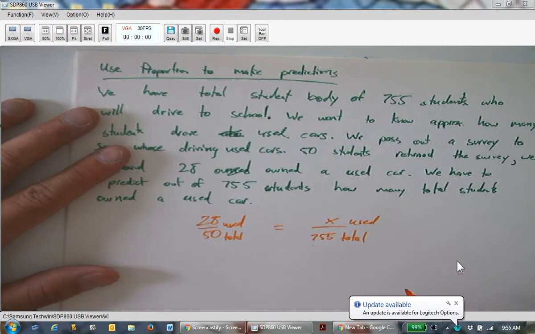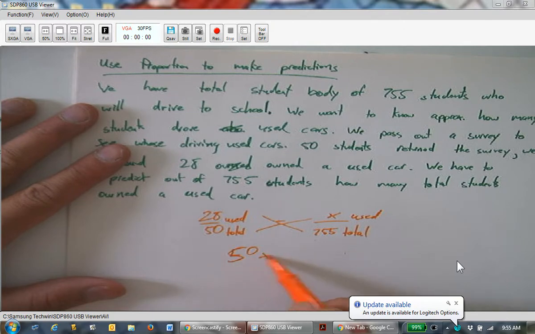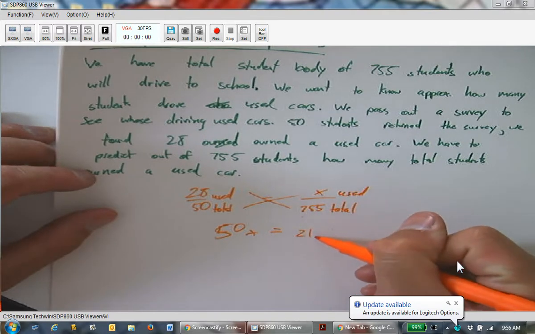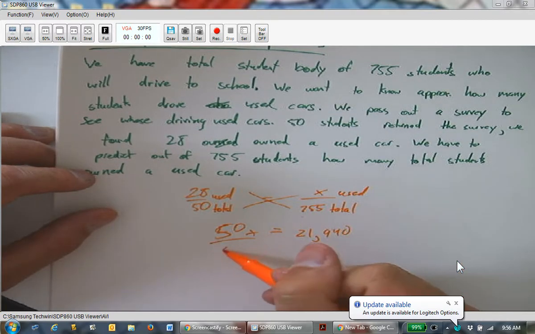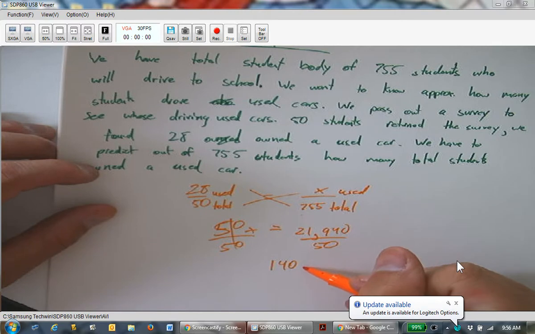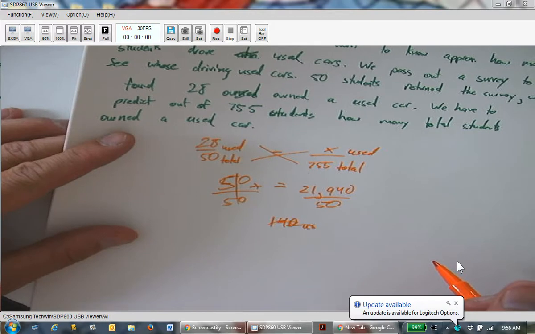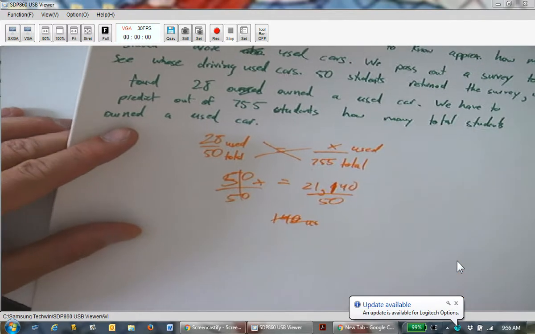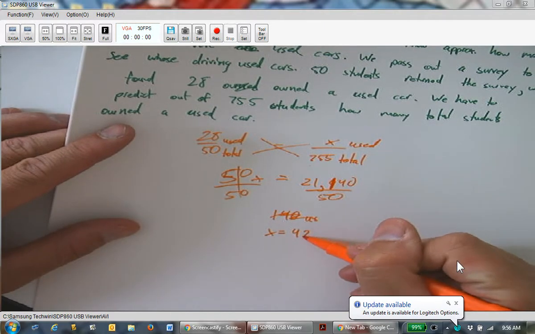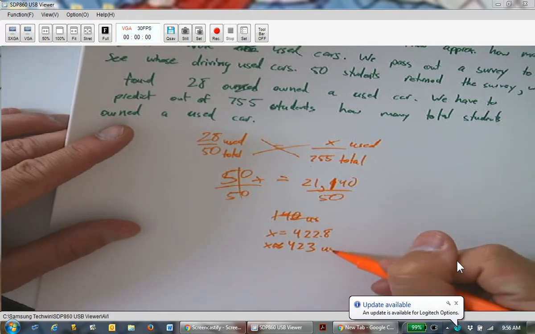All right, we cross multiply at this point, and you have 50x is equal to 28 times 755, which is 21,140. And then if you divide both sides by 50, you get approximately 423 used cars.